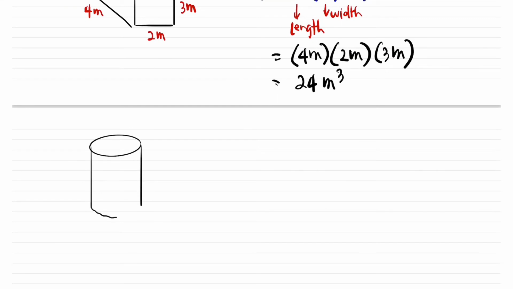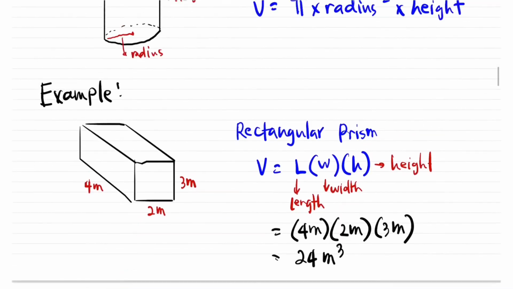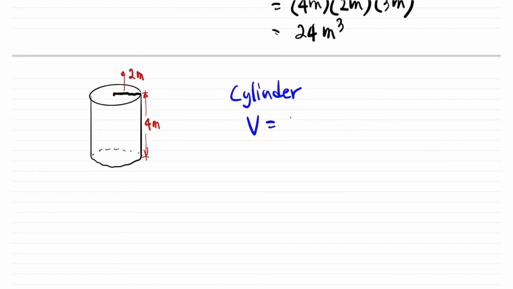Next we have here a cylinder. The radius is equal to 2 meters, and the height is 4 meters. Alright, so this is a cylinder. So the volume would be pi r squared h.